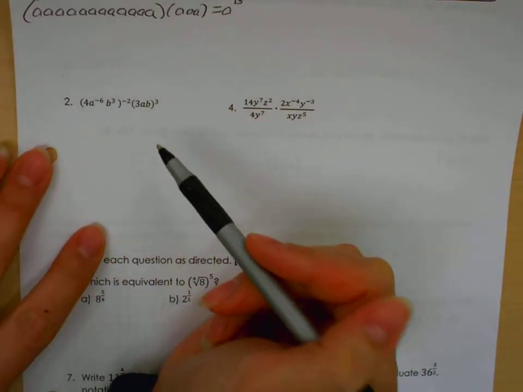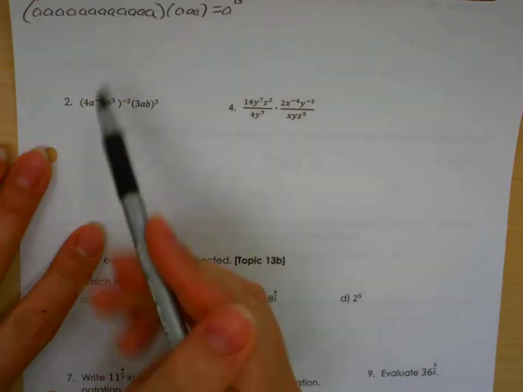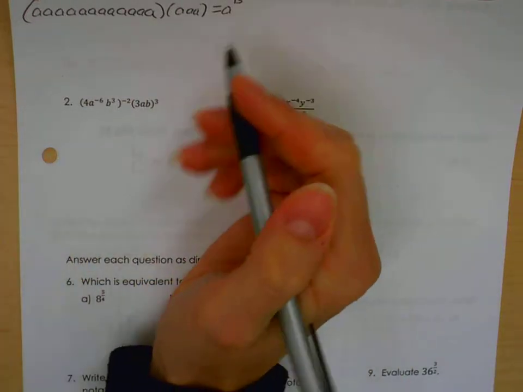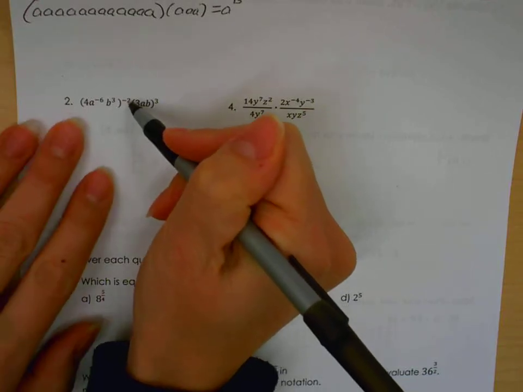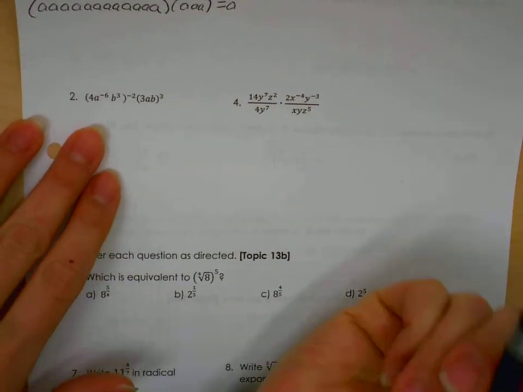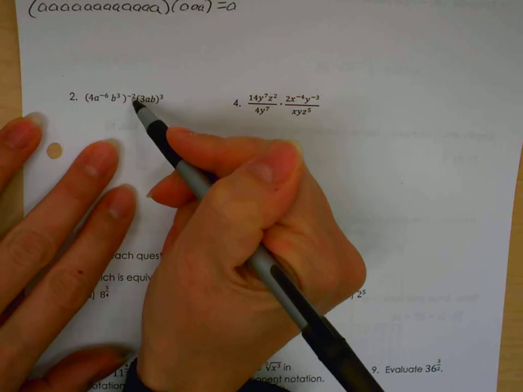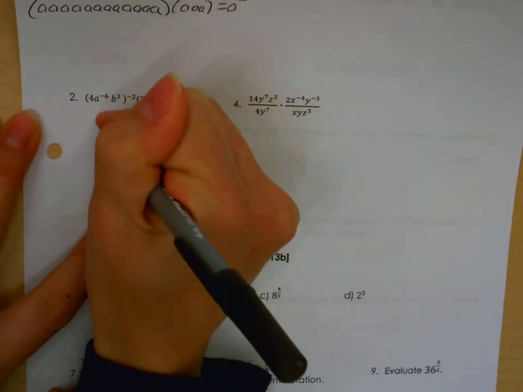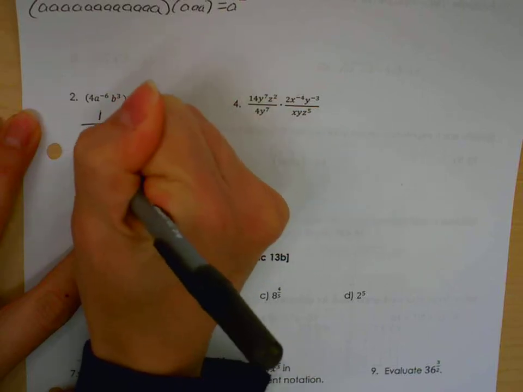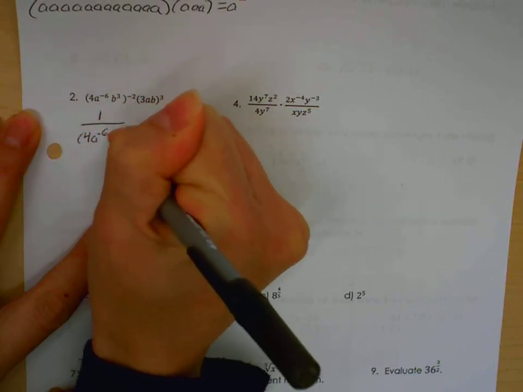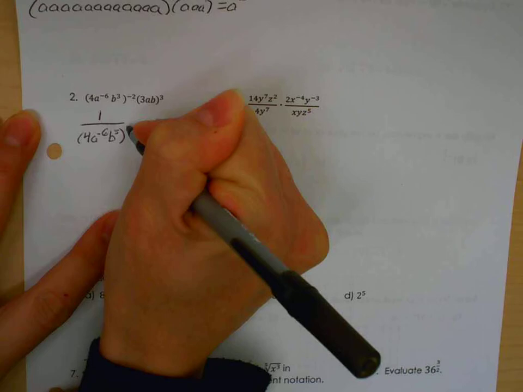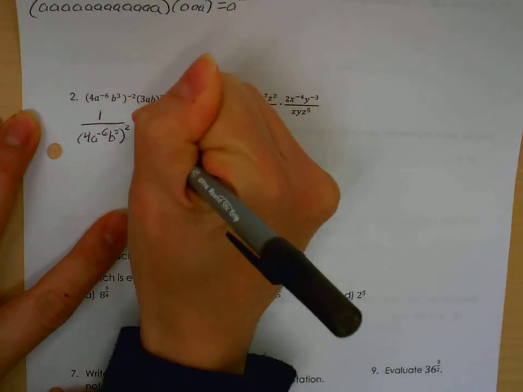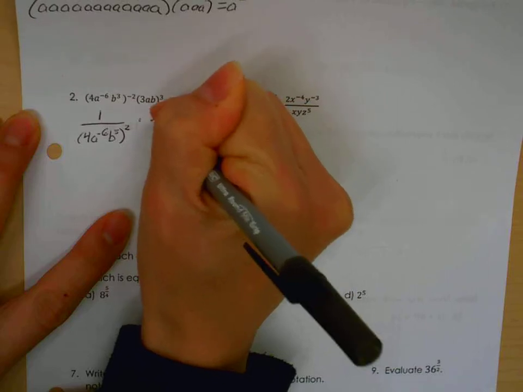So on this one, with my parentheses, I need to distribute. So before I even distribute this, though, I am going to move it. I don't like to deal with negative exponents, and there's multiple ways to do this, but I'm going to change this to make this a positive exponent. So I'm going to take this whole thing, 4a to the -6, b to the 3rd, I'm going to move it to the bottom and turn that exponent positive. And then I still have 3ab to the 3rd.